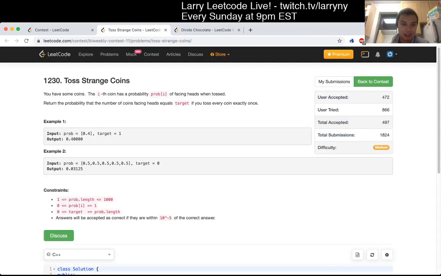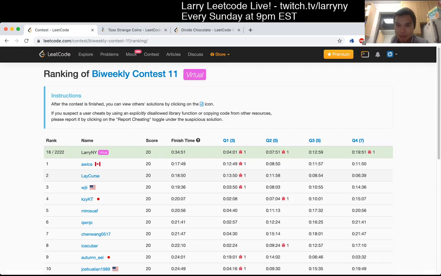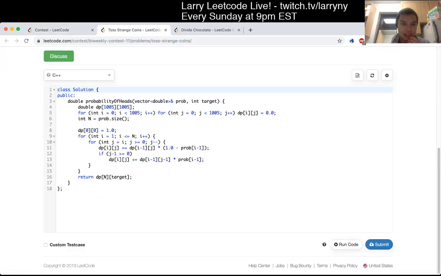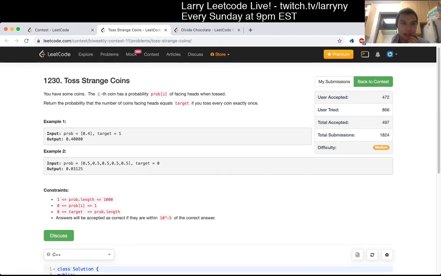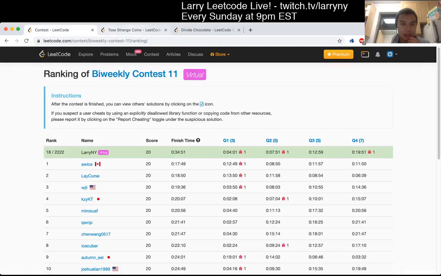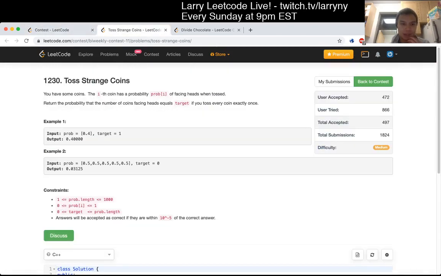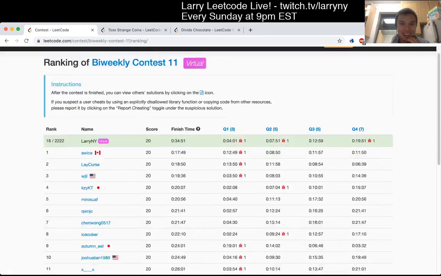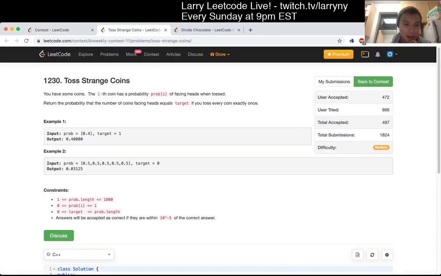Toss strange coins. I think I did this one okay, right? Actually, I'm surprised it took 5 minutes. I knew how to do this right off the bat, so I feel like maybe I could have been a little bit faster. But what's the difference between a minute or two? Seems like maybe I rush things and it cost me 5 minutes anyway, right?